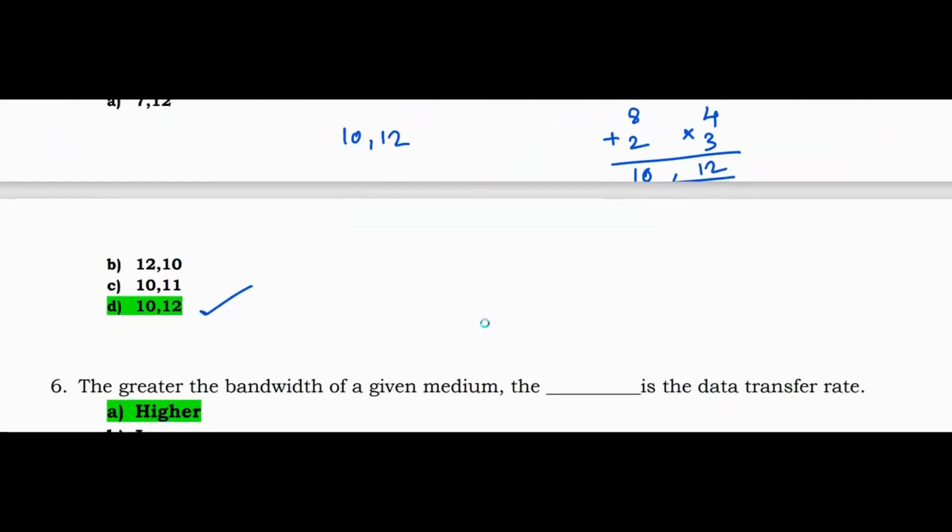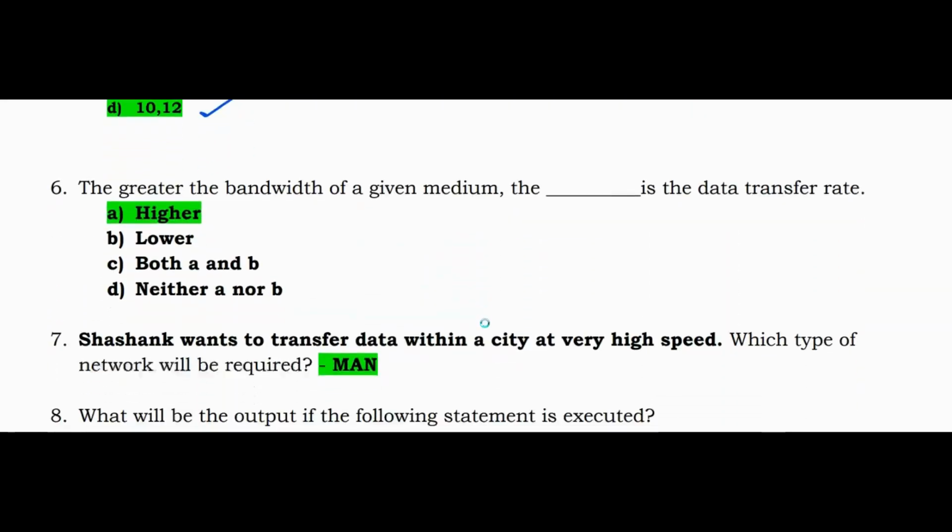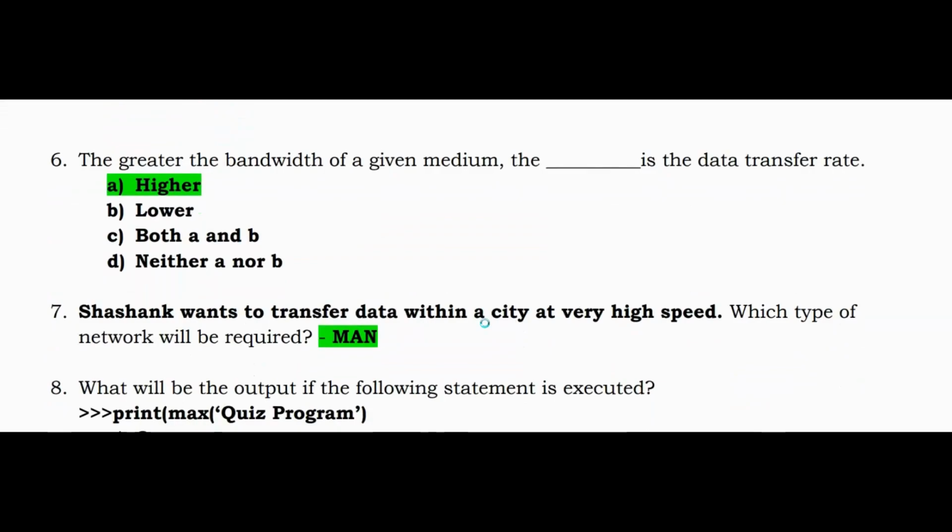Next question. The greater the bandwidth of the given medium, the dash is the data transfer rate. So your answer is higher. When the bandwidth is greater in the given transmission medium, the data is getting transferred at a higher rate. So the answer is higher.